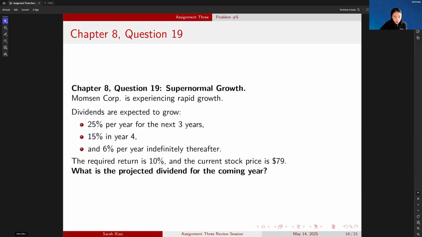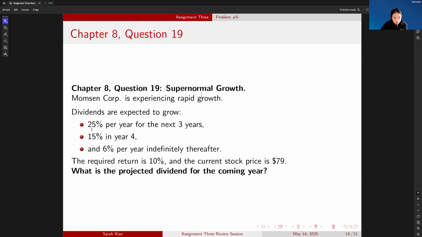Okay, if there are no questions, we move on to problem 5. It is about supernormal growth. This company is experiencing rapid growth. We are given that there are 3 stages of dividend growth.